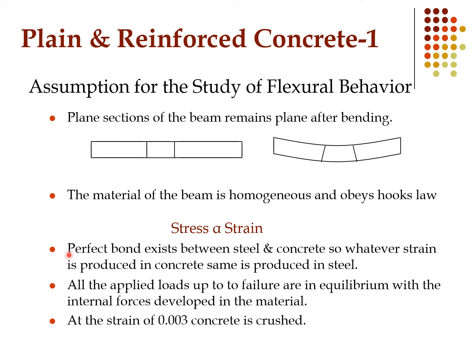Next assumption is perfect bond exists between steel and concrete. So whatever strain is produced in the concrete, the same strain is going to be produced in the steel in order to have a perfect bond. All the applied loads up to failure are in equilibrium with the internal forces developed in the material. At a strain of 0.003 concrete is crushed, meaning that the crushing strain needs to be assumed equal to 0.003.